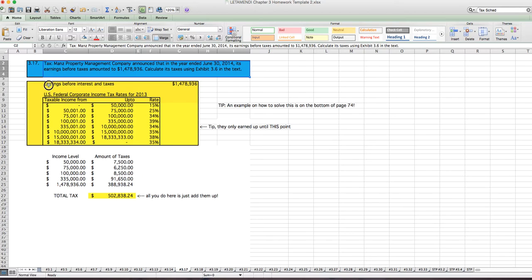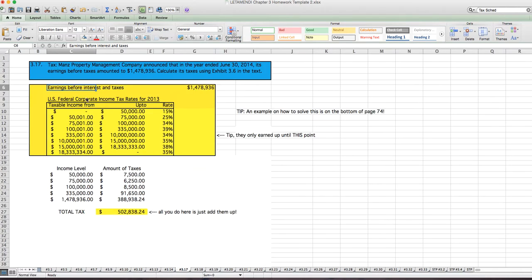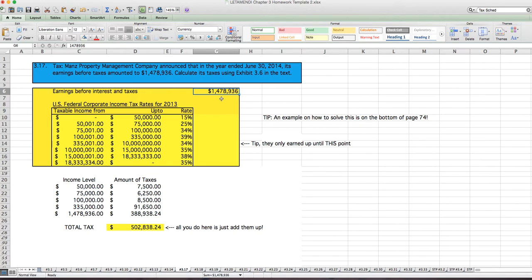So now what's given here is the earnings before interest and taxes, right? Which is 1.4 million. And then this is the table that's presented to you, right? So now here, this is our work here. An example of how to solve this problem is on the bottom of page 74, so you may want to take a look at that.